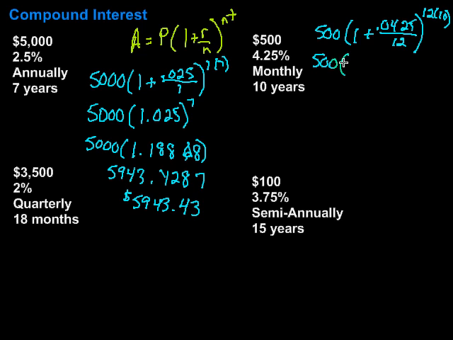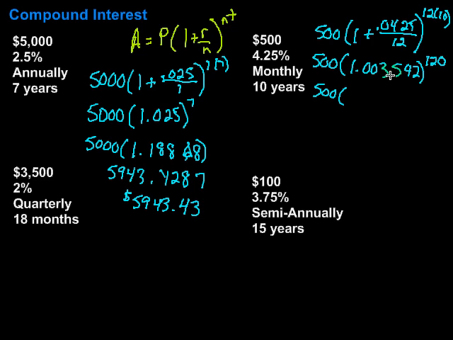So now let's simplify and follow the order of operations. So we need 1 plus this thing, which is going to be 1 point. We divide 0.0425 divided by 12, which gives me 0.00354, we'll round it to. And that's all. 12 times 10 would be to the 120th power. Then we take this to that power to make sure that that order of operations is followed.